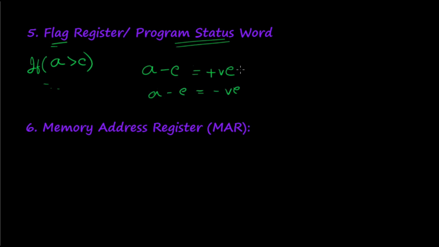So if A minus C is greater than 0 or positive, the flag register, which is actually a collection of many special bits, says so. Suppose generally the flag register is of 8 bits. Suppose inside the flag register we have a sign bit. If A minus C is positive, this sign bit will be 1. If A minus C is negative, this sign bit would be 0. It is like that.